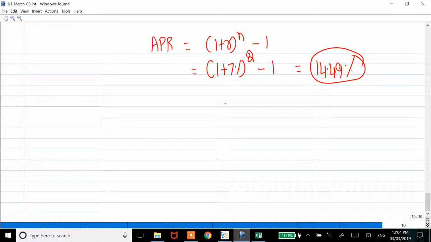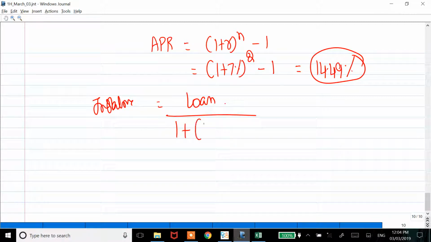5 years is the loan, 10 periods. Now listen, installment is equal to loan divided by 1 plus PVAF 7%, 9 periods.